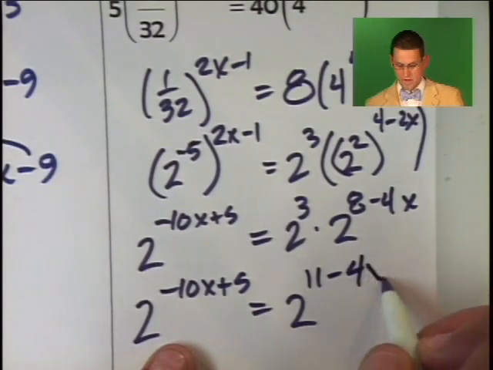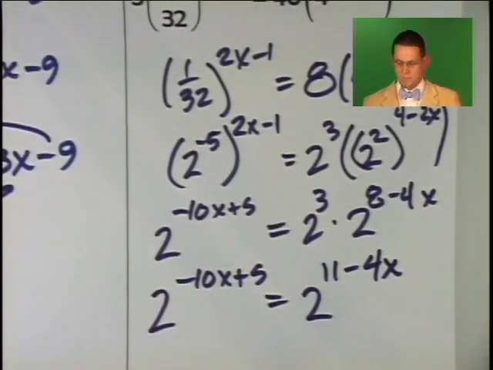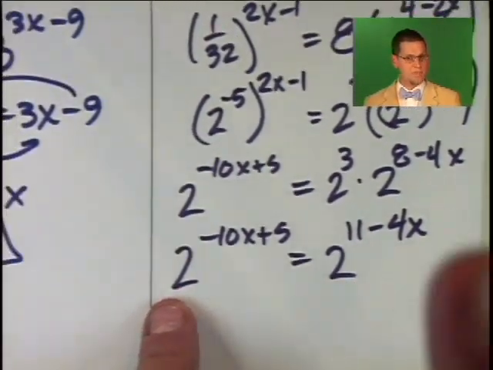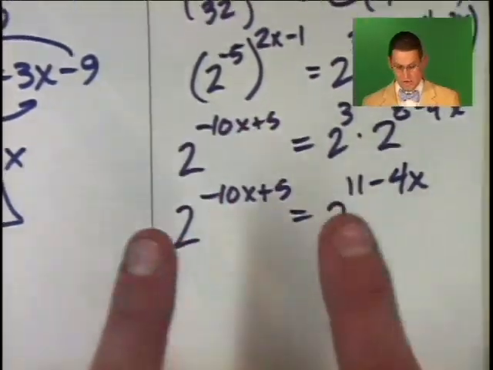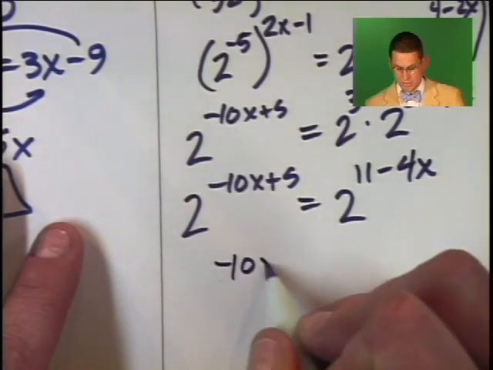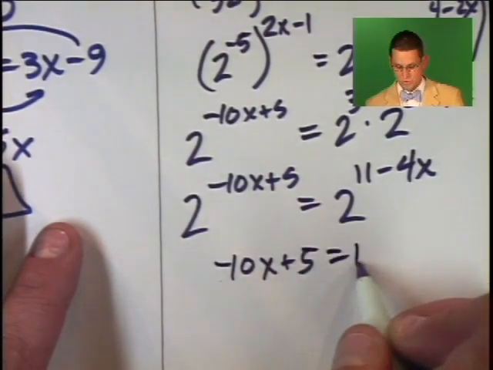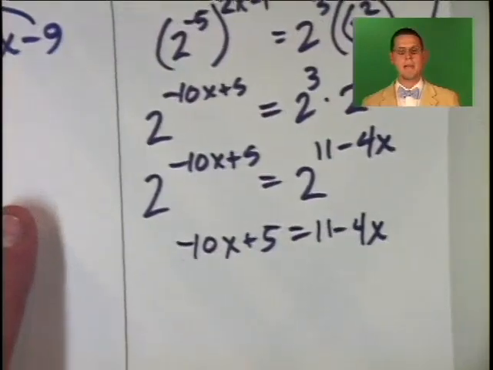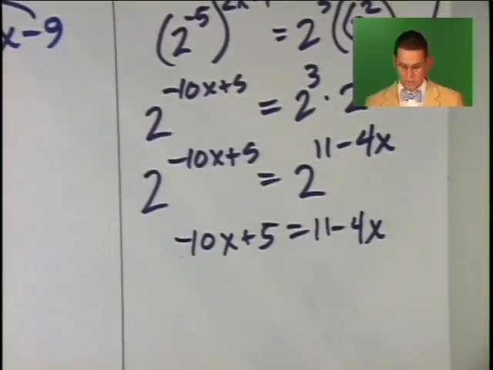equaling 2 to the 8 plus 3, which is 11 minus 4x. And now with a little bit of hard work, a little bit of patience, and a little bit of insight, which you get by practicing a lot, you have 2 to the something equaling 2 to the something. So we can set them equal to each other. So I get negative 10x plus 5 equals 11 minus 4x. And now we're back in a little happy linear algebra equation.